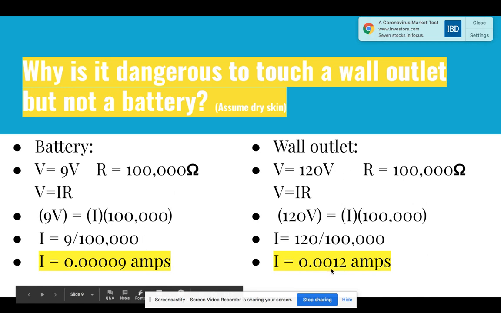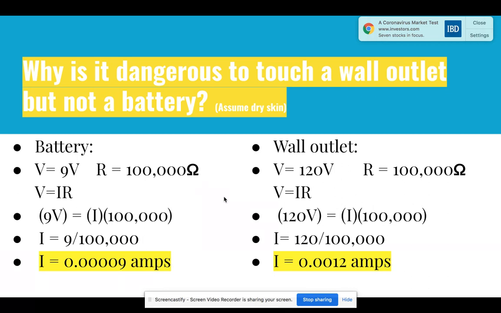Usually it takes about 0.01 amps to fully kill someone. So if someone accidentally stuck their finger in an outlet, or stuck their hand in where a light bulb is and the light bulb's not there, usually you'll get shocked and it will hurt and it will knock you off. But it usually won't kill you. That's with dry skin.